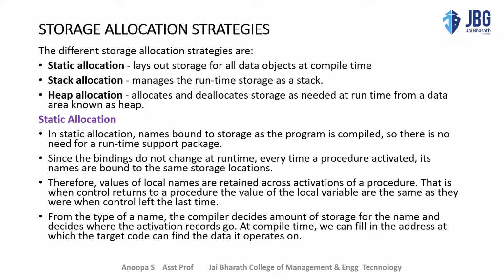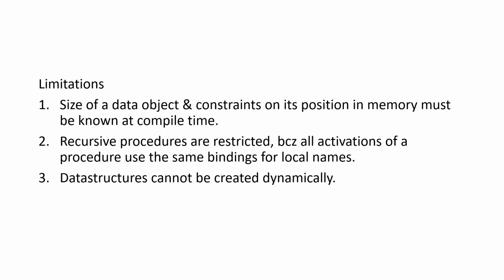From the type of a name, the compiler decides the amount of storage for the name and decides where the activation records go. At compile time, we can fill in the address at which the target code can find the data it operates on. Then static allocation has certain limitations. First, the size of a data object and constraints on its position in memory must be known at compile time. Second, we cannot implement any recursive procedures. And third, data structures cannot be created dynamically. So these are the three limitations of the static allocation scheme.